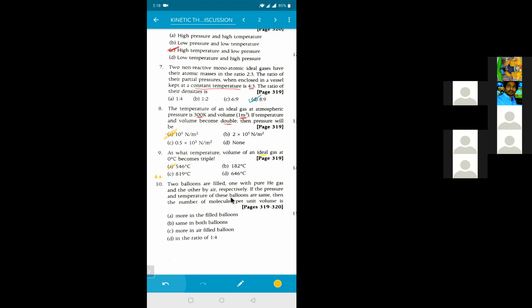How do you calculate the number of molecules per unit volume? From the relation PV equals nRT. It is asking me to calculate the number of molecules per unit volume. This is n and this is V, so n by V is asked. So n by V equals P by RT, which is totally a constant. The pressure and temperature are the same, so the number of molecules per unit volume will also remain the same. So the answer is it should be the same in both the balloons. Is it clear?